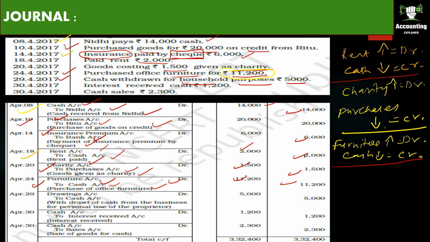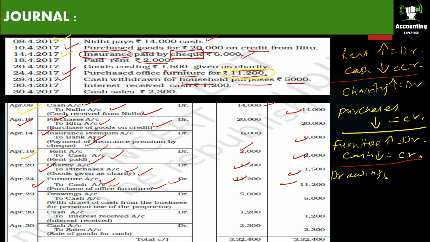When the owner withdraws money or stock, whatever it is, for his own purposes, it is called drawings. Since he is using it for his personal, household purpose, it is called drawings. When he invests money in the business, it is called capital. When he takes money or stock from the business, it is called drawings. So this drawings will be deducted from the capital.